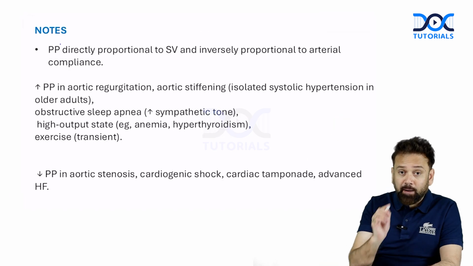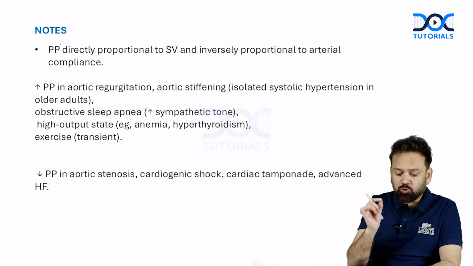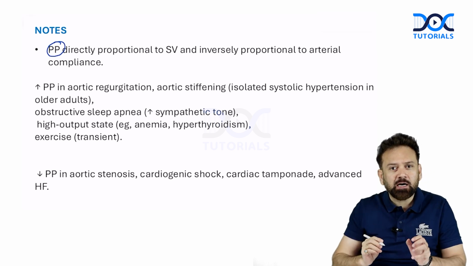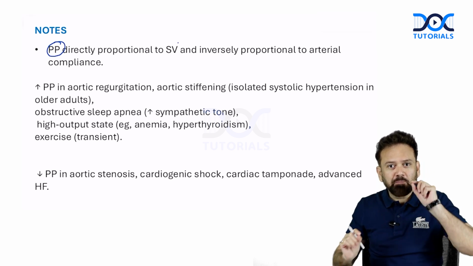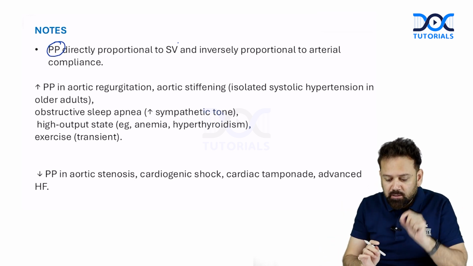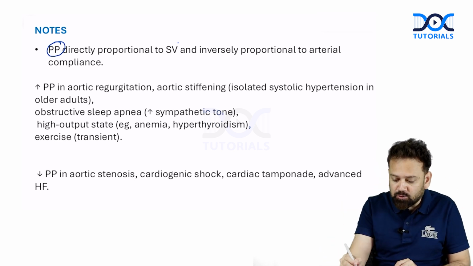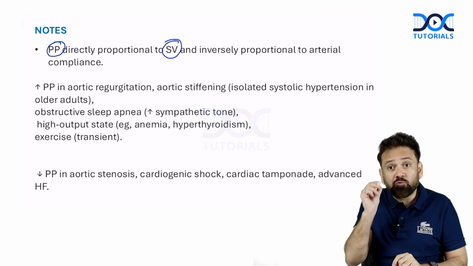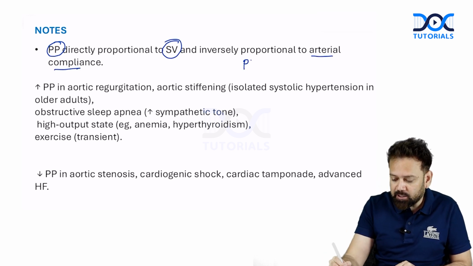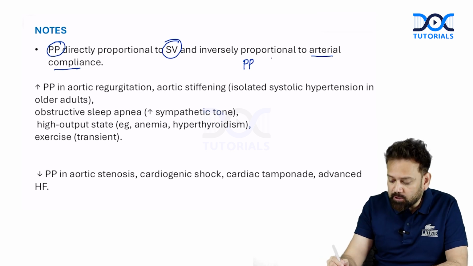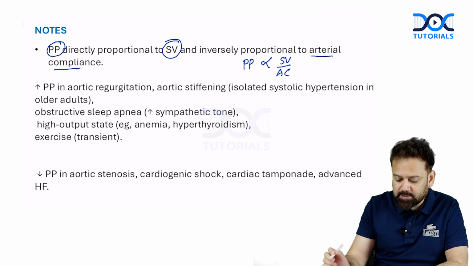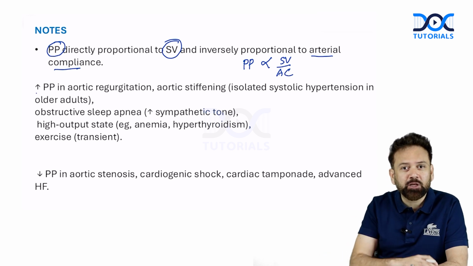Clear? So now pulse pressure. What is pulse pressure? Systolic minus diastolic. Nowadays, a lot of questions are asked directly from pulse pressure. And believe me, if you know this, you can understand so many concepts. Pulse pressure is directly proportional to the stroke volume and inversely proportional to the arterial compliance. So pulse pressure, what is pulse pressure? Systole minus diastole, is proportional to the stroke volume upon arterial compliance. Now you can understand a lot of MCQs in your books.